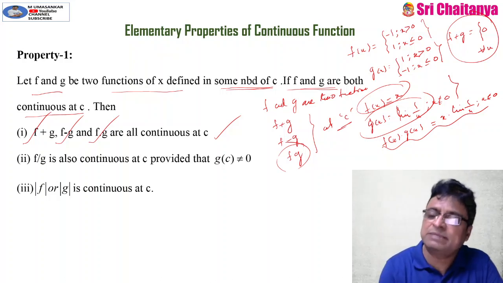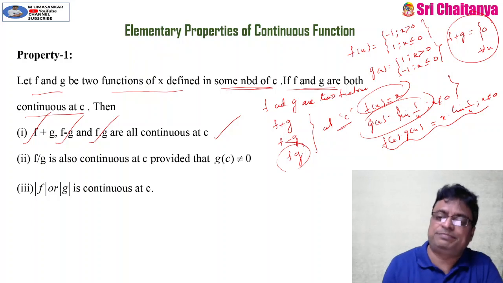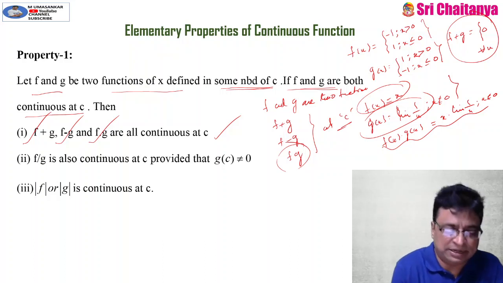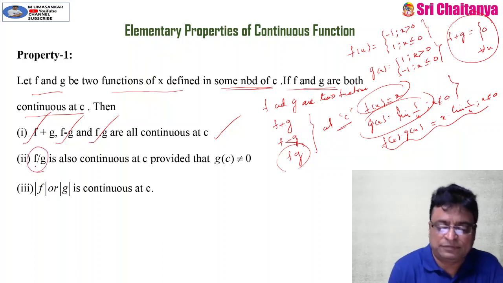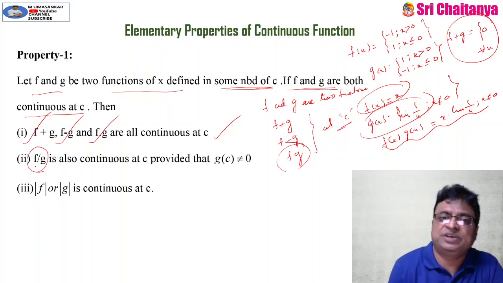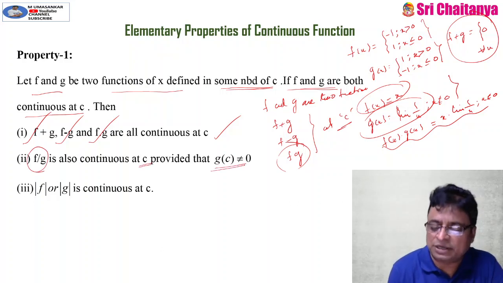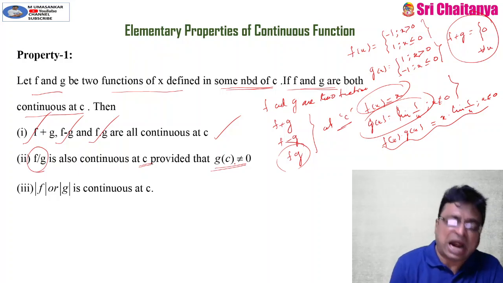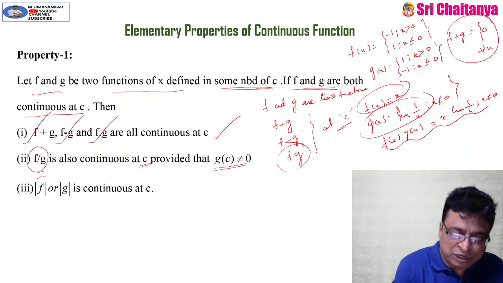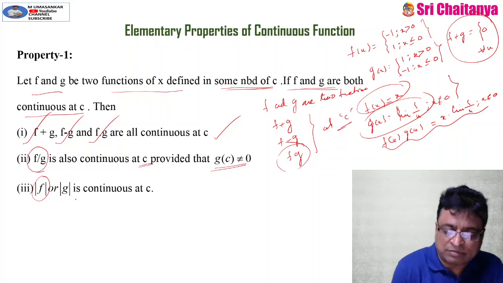This type of questions I am expecting, they should come in any of the JEE Mains and Advanced examinations. Similarly, the quotient of two continuous functions is again a continuous function, provided the denominator is not equal to 0. And the absolute value of that function, both are continuous.